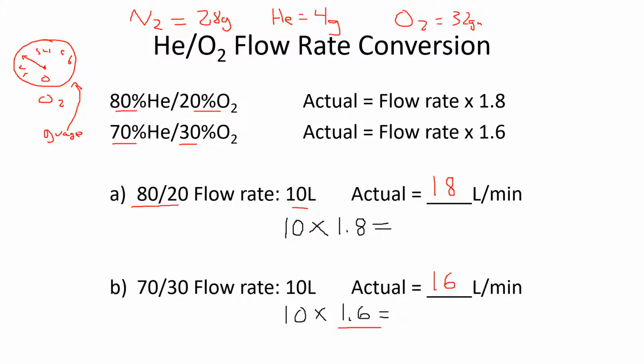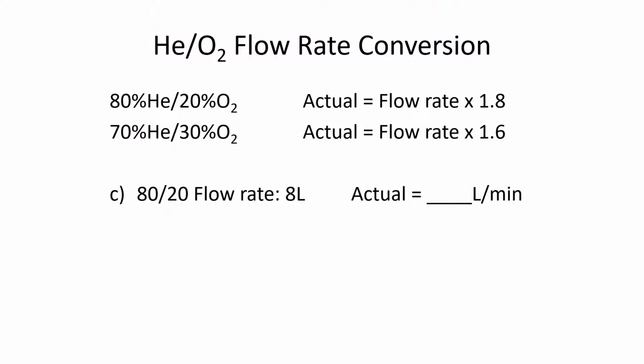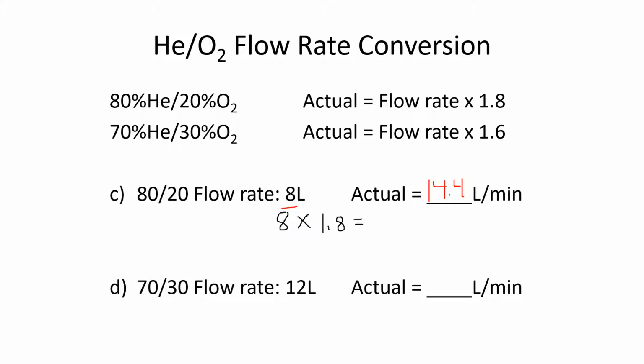So the gauge is reading this, but what you're actually delivering is the final product. Reading 10, you're actually delivering 18. Reading 10, 70-30, you're actually delivering 16. So it's quite a bit of difference and significant. So 80-20, remember to multiply by 1.8, and for 70-30, multiply by 1.6. The only way you can goof is if you interchange the factors. Just be careful.